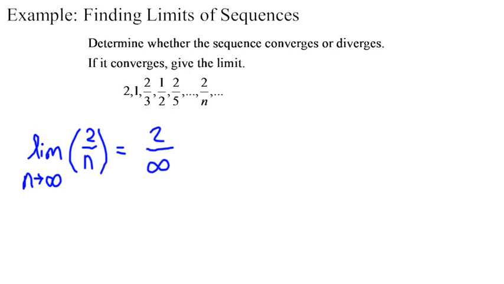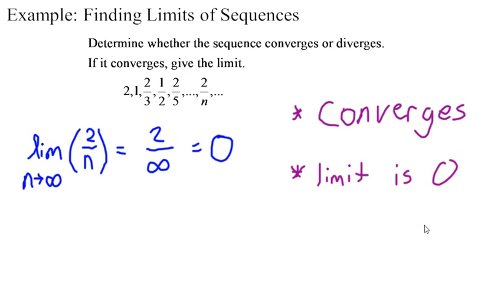We want to think of infinity as a concept, referring to numbers getting increasingly large. So if we have 2 divided by a very large number, and that number is just going to increase, well, 2 divided by a large number is going to be very small, and it's going to approach a value of 0. So the sequence converges, and the limit of this sequence is equal to 0.